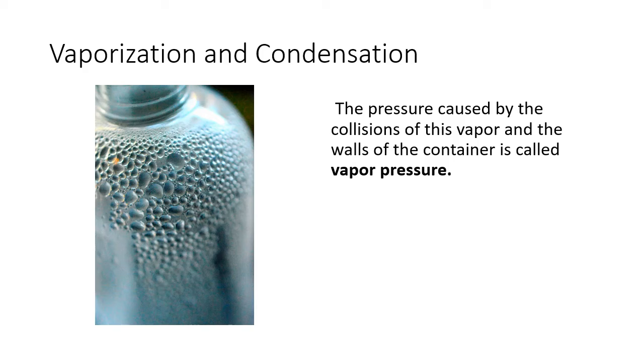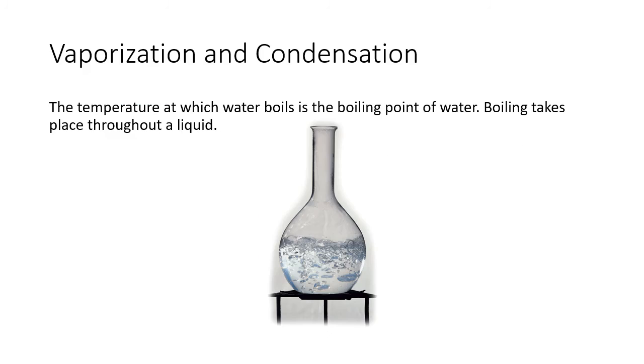When vapor pressure becomes equal to atmospheric pressure, water boils. The temperature at which water boils is the boiling point of water. Boiling takes place throughout a liquid. The boiling point of a substance depends on the atmospheric pressure. The normal boiling point of water at sea level is 100 degrees Celsius. At higher elevations, the atmospheric pressure is lower, so the boiling point of water is lower than 100 degrees Celsius.